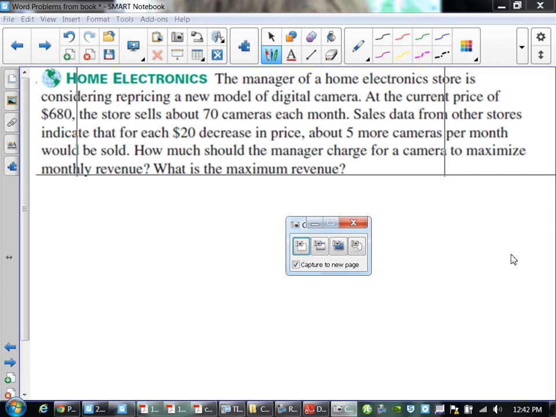That's the same. So let's look at the other one that's very similar to that. You are running a home electronics store and you're repricing new models of digital cameras. At the current price of $680, the store sells about 70 cameras each month. Sale data from other stores indicate for each $20 decrease in price, about 5 more cameras per month will be sold. How much should the manager charge for cameras to maximize monthly revenue? What is the maximum revenue? So you have sales and you have price.